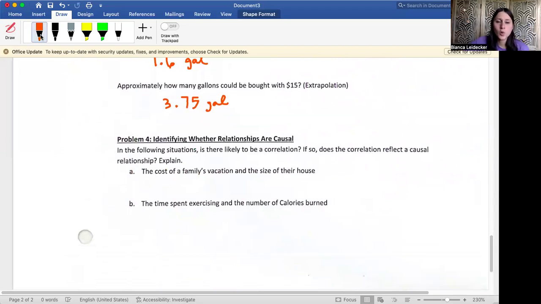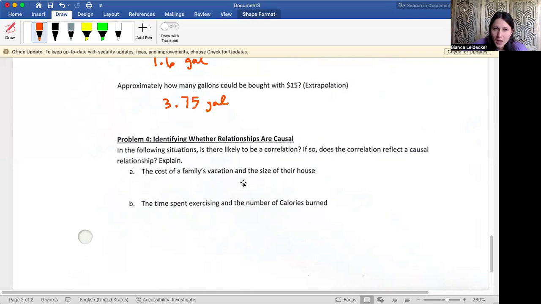Okay, problem 4, we're identifying what type of relationships. Is it a positive correlation, negative correlation, or no correlation? And then what if the relationships are causal? It's not casual, causal. So is there a cause between them, a direct relationship where when one changes, the other quantity changes as well? So let's read through this. The cost of a family's vacation, the size of their house.